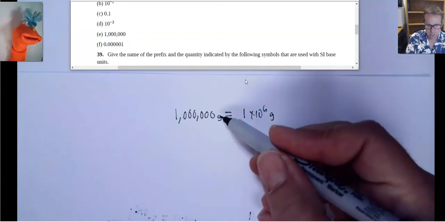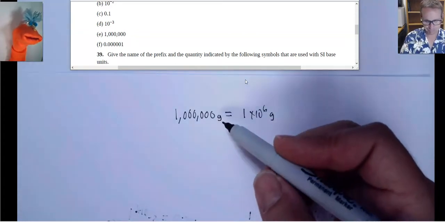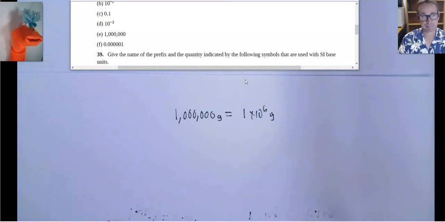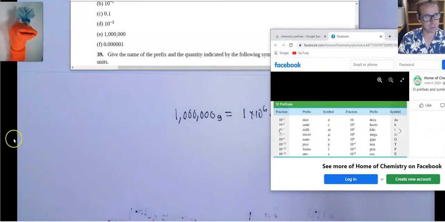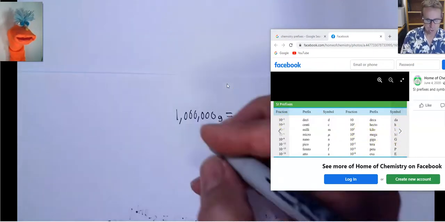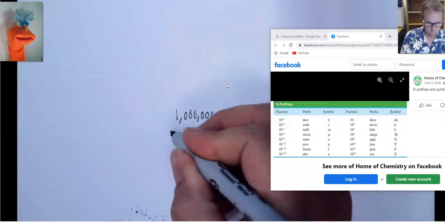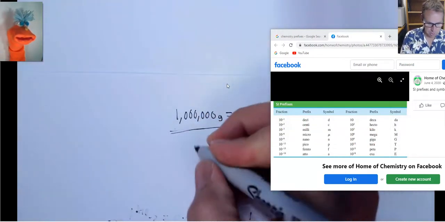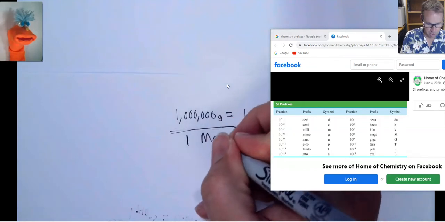Now, how can I express that with a prefix? You have that chart? Yeah, we have to know these little prefixes, don't we? So looking at our chart here, if I want to go 10 to the 6th, I can see that that's capital M for mega. So 1 million grams is the same as 1 megagram.